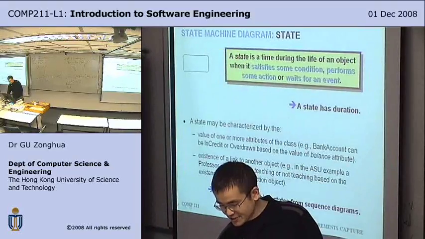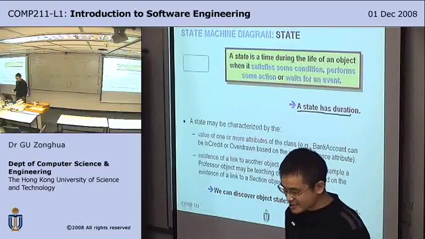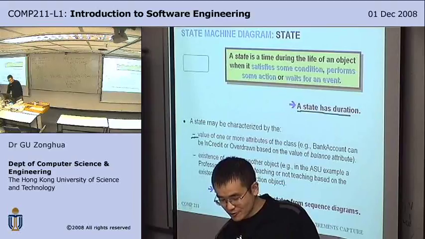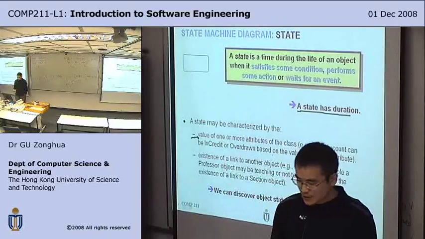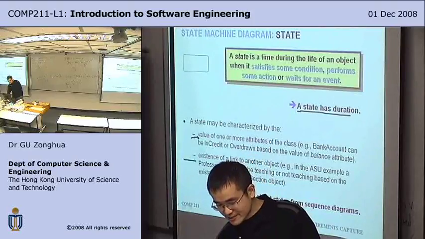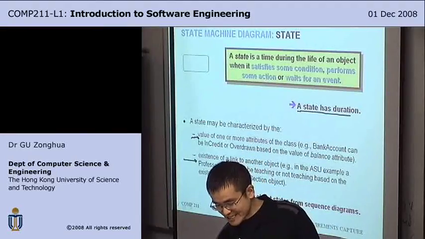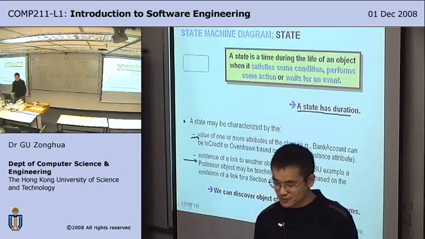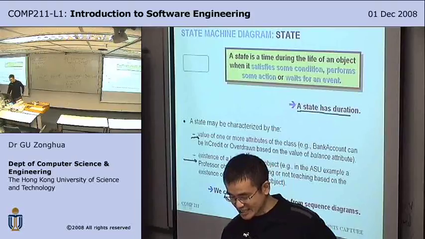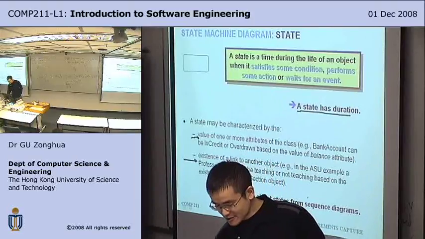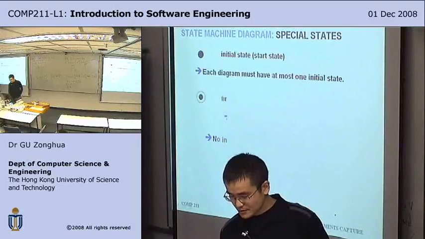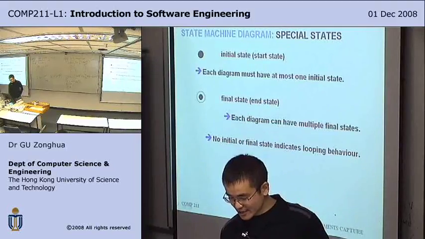So a state has a duration. You can stay in it for many years. It can be characterized by the value of one or more attributes, like the account. If it's greater than or less than 0, it can be in credit or withdrawn, or the existence of a link. Say a professor may be teaching or not, depending on the existence of a link to a section object. If he has a section link, then he's teaching. Otherwise, he's not teaching. So you can discover these from sequence diagrams. So initial state and final state.